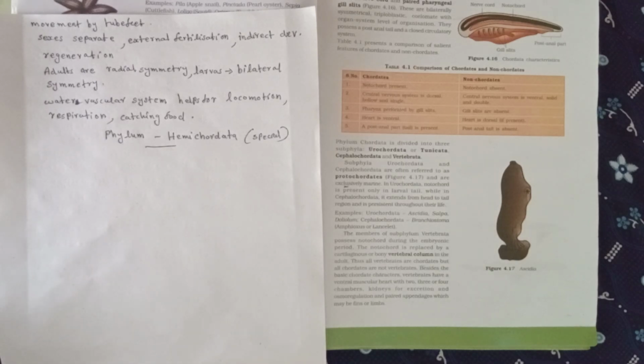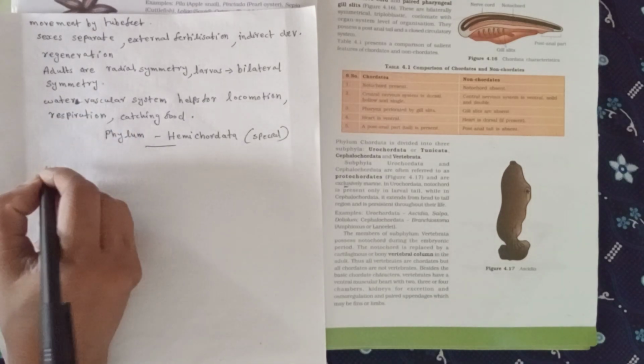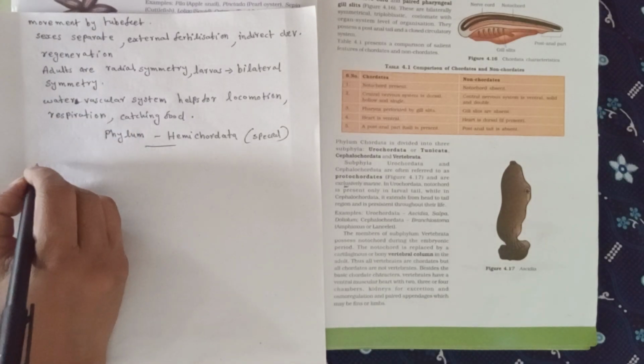They show organ system level of organization. Organs are combined to form organ systems. They are bilaterally symmetrical, triploblastic and with a true coelom, so they are coelomates. Then the features.